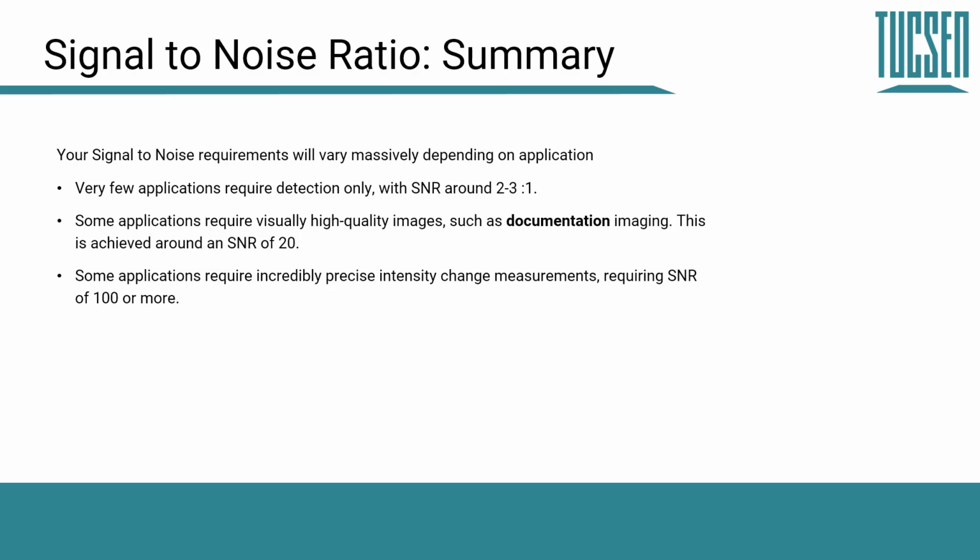That said, there are some applications that require incredibly precise intensity change measurements. And here there's effectively no limit to the amount of signal-to-noise ratio improvement that can be beneficial to us. Sometimes signal-to-noise ratios of 100 or more, maybe several hundred, can help measure the tiniest and most precise of intensity changes. What high signal-to-noise ratio allows us to do when comparing two signals is be confident that any change is down to a change in that signal and not simply a change in the manifestation of the noise in that camera.